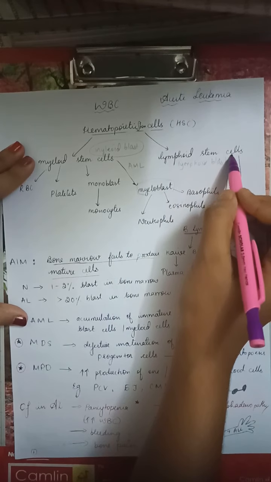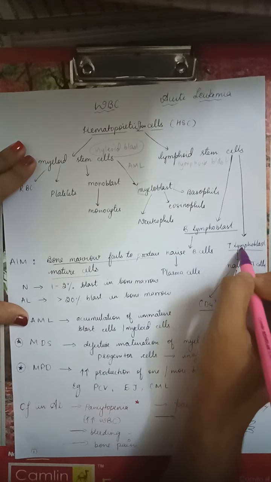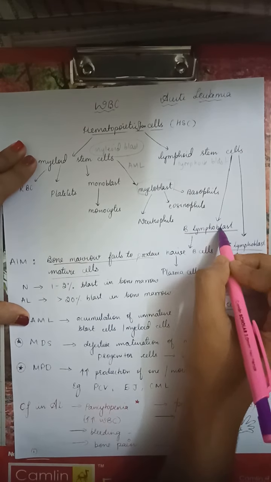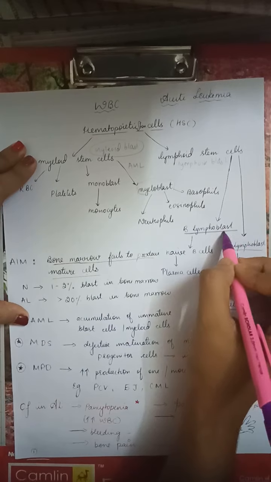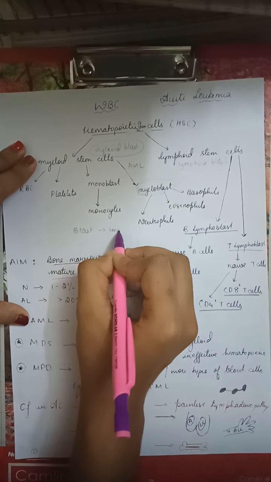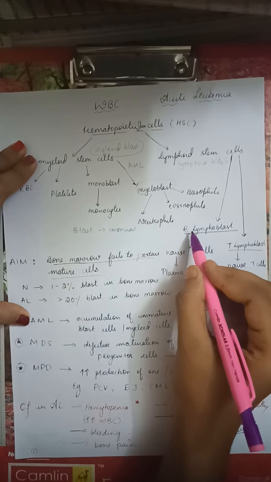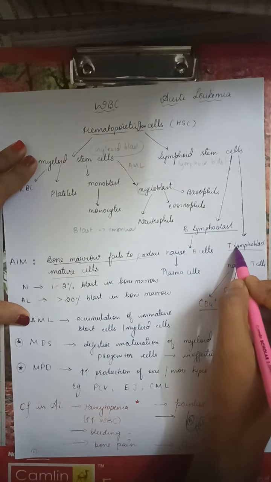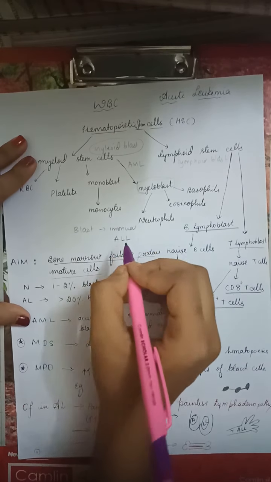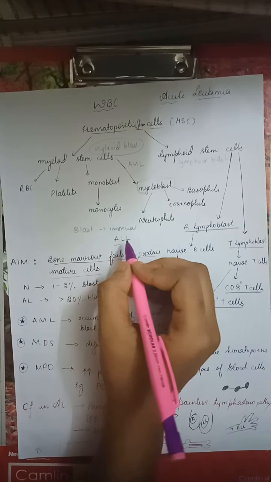Coming to lymphoid stem cells, when this activity is disturbed, there is increased formation of B or T lymphoblast. So it is again a blast. When we hear the word blast, it means immature. So here there is abnormal proliferation of B lymphoblast and T lymphoblast, that is nothing but ALL. Wherever we hear the word acute, it means immature.